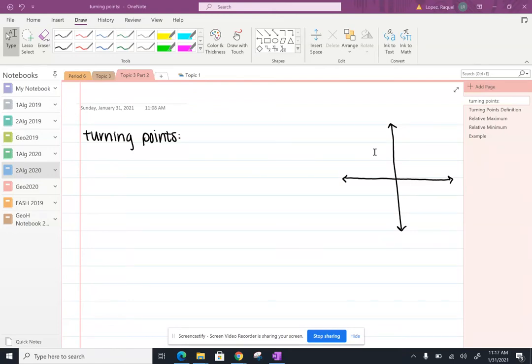Algebra 2. In this video and in this lesson, we'll be going over how to identify turning points, relative maximums, and relative minimums on graphs. And we'll also be looking at tables and figuring out how the graph is behaving. So we'll figure out end behavior from tables as well.